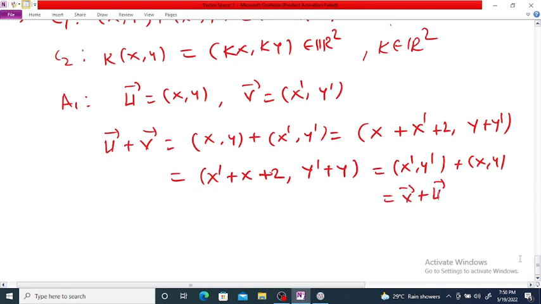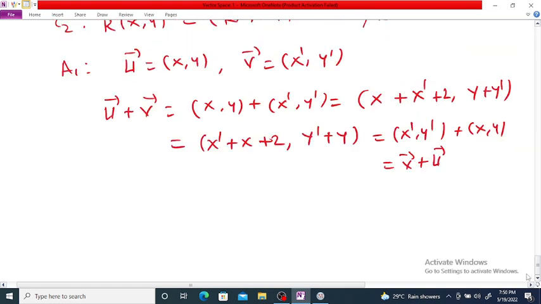Similarly, you can show here that associativity also holds. Now we are going to check A2, you can check for homework, associativity. A3: suppose u bar plus 0 bar is equal to u bar; we want to determine the value of 0 bar here.